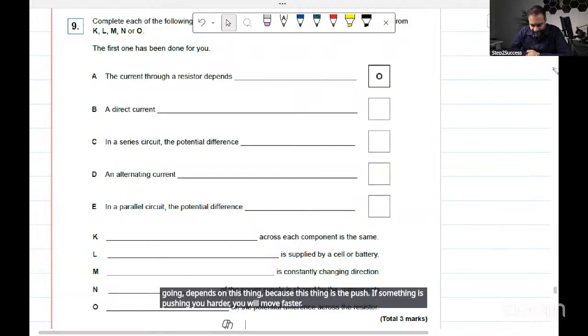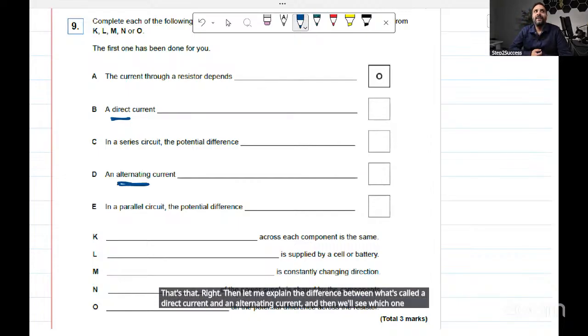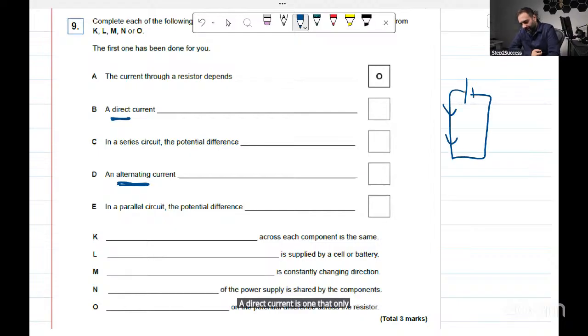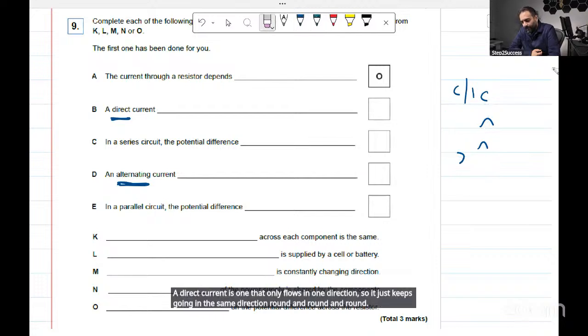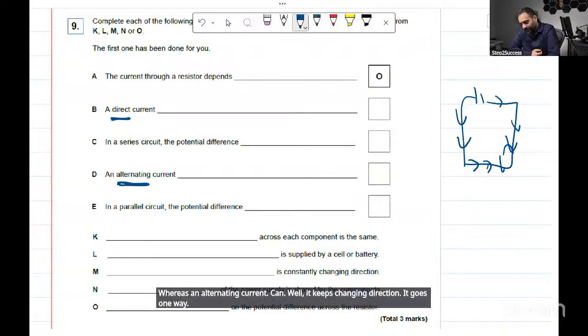Right, then let me explain the difference between what's called a direct current and an alternating current, and then we'll see which one the answer is. A direct current is one that only flows in one direction. So it just keeps going in the same direction, round and round. Whereas an alternating current keeps changing direction. It goes one way, then it goes the other way, then back again. It keeps changing direction.